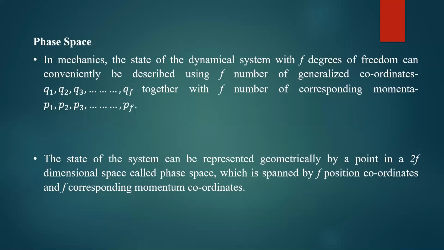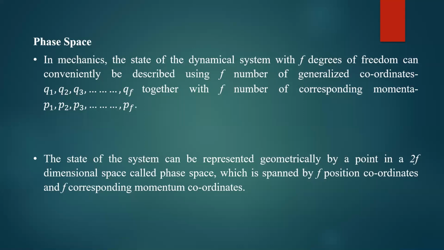In the thermodynamic state, we have to take care of the PV diagram, the pressure-volume diagram. The PV diagram gives you the thermodynamic state of the system. If the system has f degrees of freedom, it can be described using f number of generalized coordinates. You need f coordinates to describe the state of the system. That point you can remember.